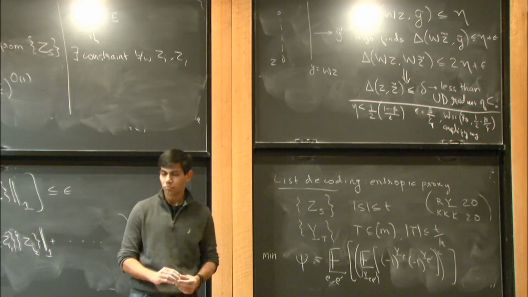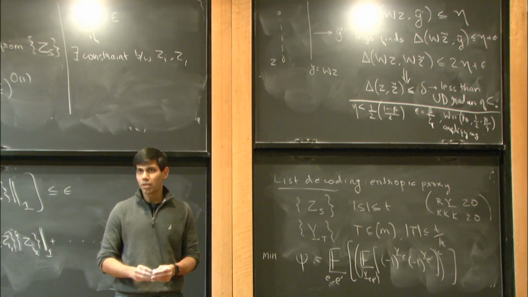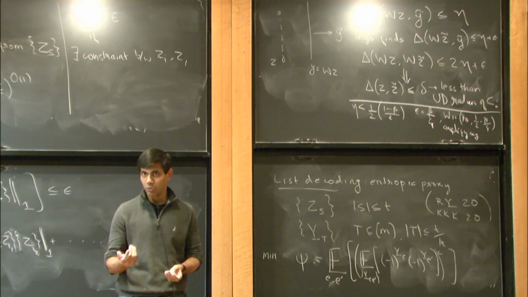Distribution will support one. It might. I mean, your list might have size 1, in which case it will. Yeah, right.